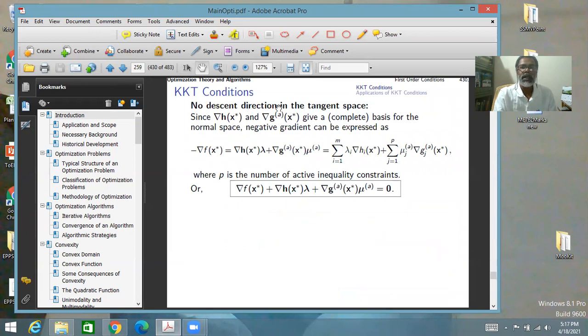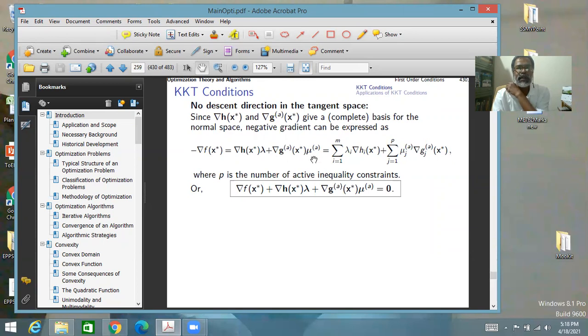So first, no descent direction in the tangent space. In that case, the negative gradient will be contained completely in the normal space. And therefore, it must be possible to express it as a linear combination of columns in this and this. That is, the negative gradient is a linear combination of these columns and these columns with corresponding coefficients as lambda 1, lambda 2, etc. and mu1 a, mu2 a, etc. A is for active.